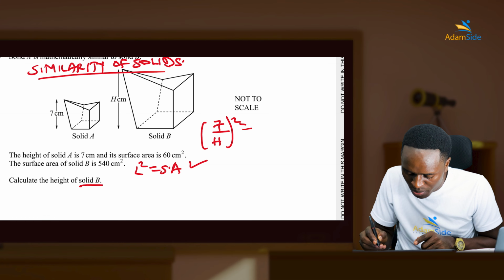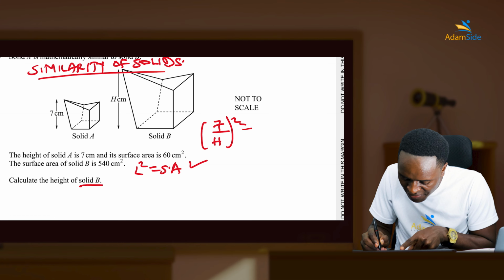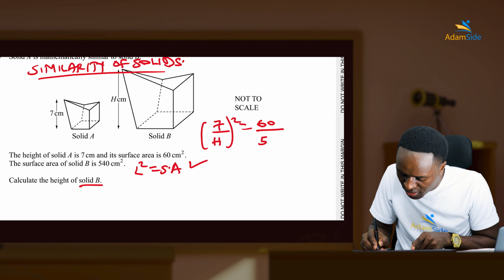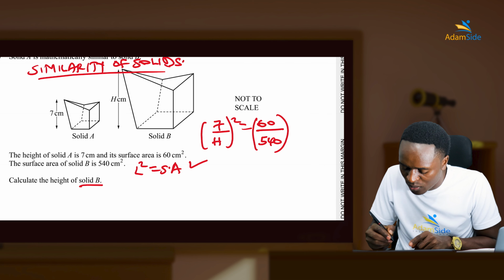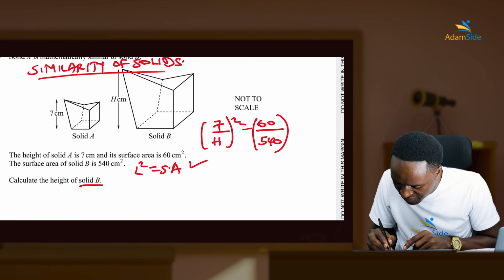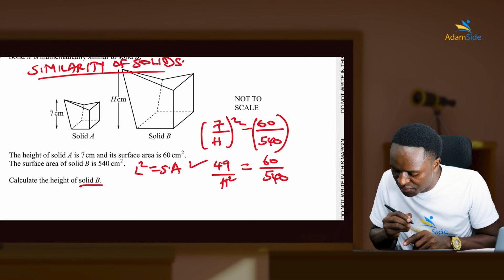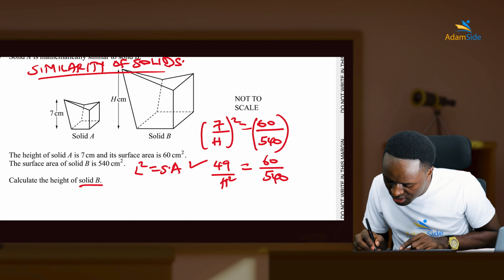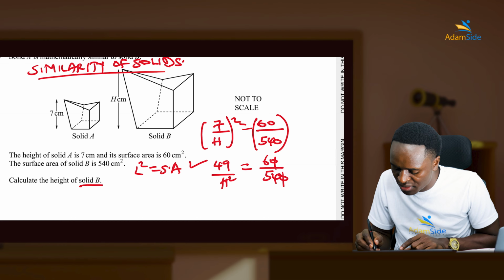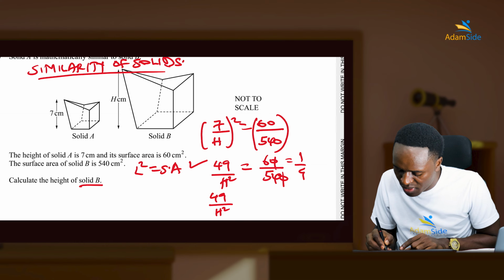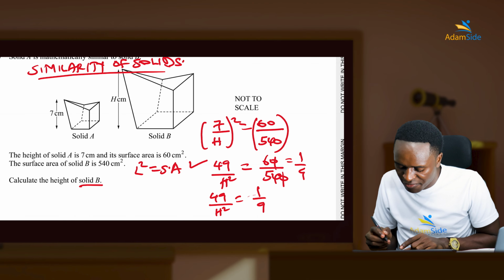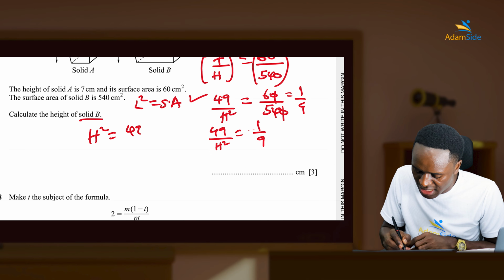If I square this, it will be equal to the surface area of the smaller solid divided by the surface area of the larger solid. Now, this is what you need to do. So if I do that, I'll get 49 h squared is equal to 60 divided by 540. Solving this, 6 into that will be 1 out of 9. So I have 49 h squared is equal to 1 out of 9. Therefore, h squared is 49 times 9.